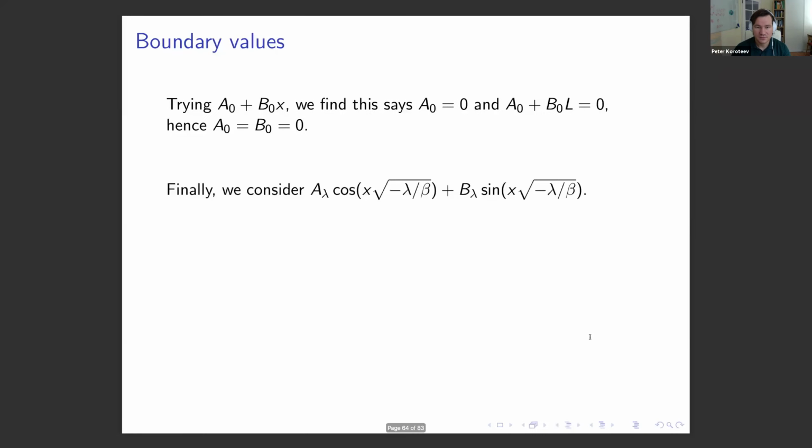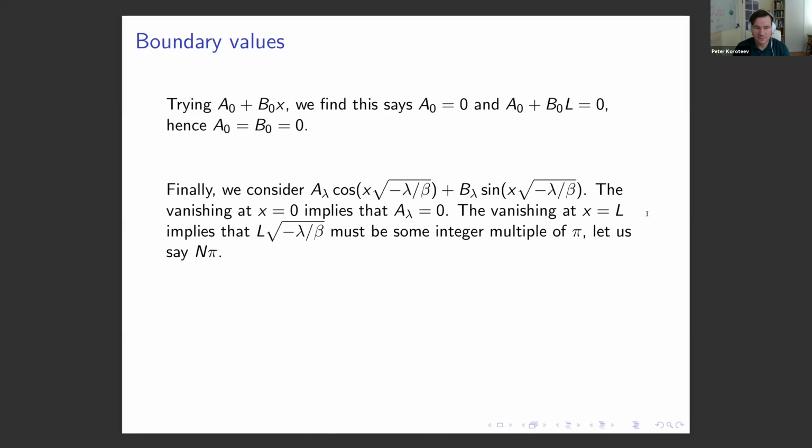So finally, we have to consider the trigonometric solution. The vanishing at x equals 0 implies that the cosine coefficient is equal to 0, because sine is equal to 0 there. And then the vanishing at x equals L implies that L multiplied by the root of negative lambda over beta must be an integer multiple of pi. Let's call it a capital N times pi. So here's the condition: lambda is equal to negative beta multiplied by the square of this ratio, N pi divided by L.